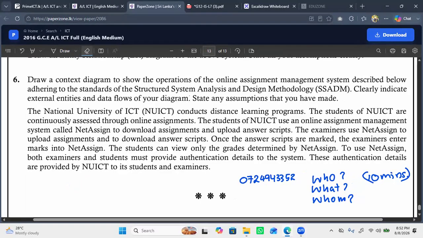Have you done it? Or shall I start? Drop me a message. Did you do this one, or may I start?